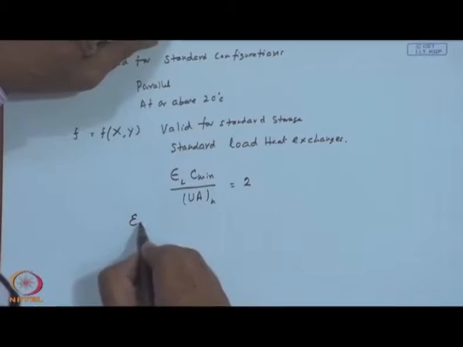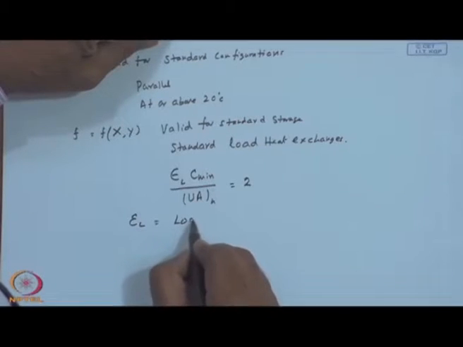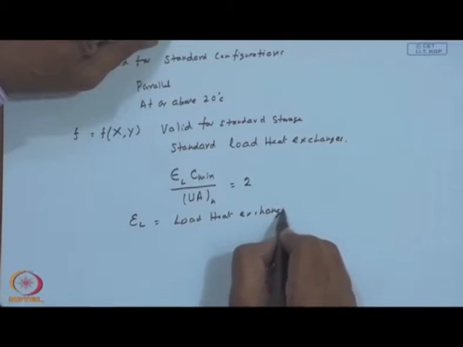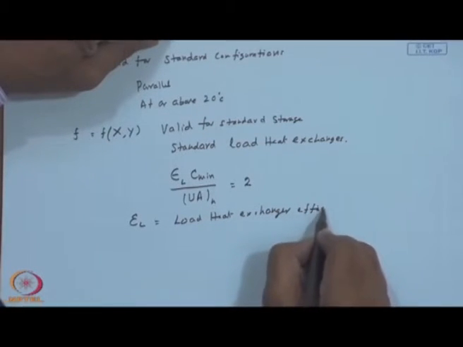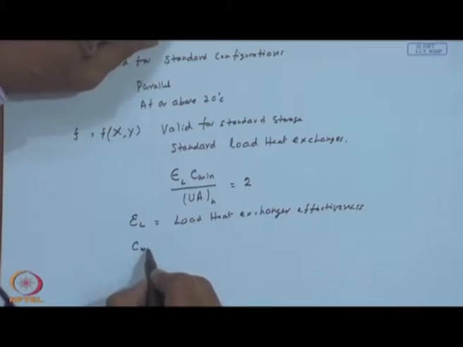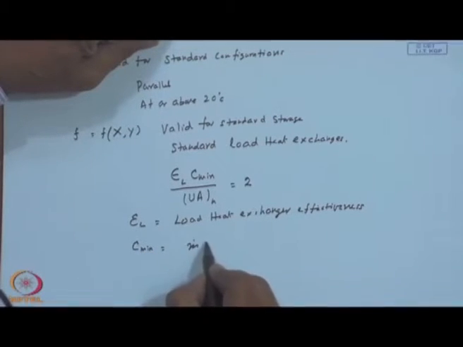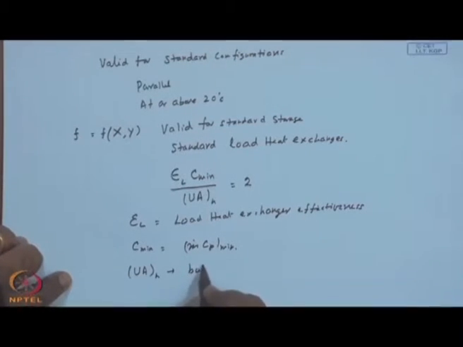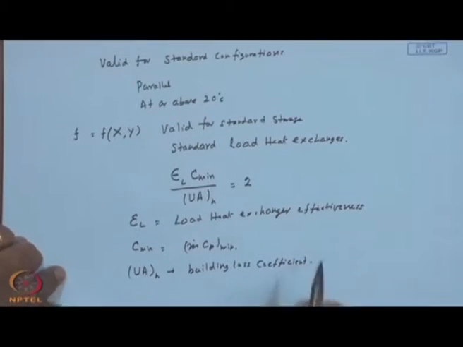Of course, epsilon L is the load heat exchanger effectiveness, and C minimum is m dot C p minimum of the fluids on the two sides of the heat exchanger, and U A H is the building loss coefficient. Obviously, this is non-dimensional.